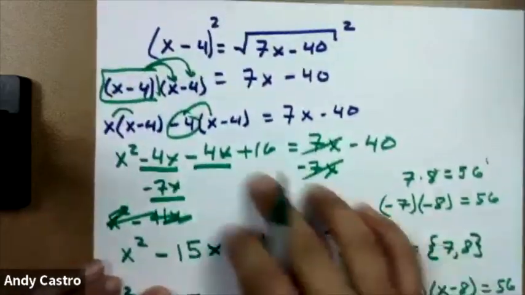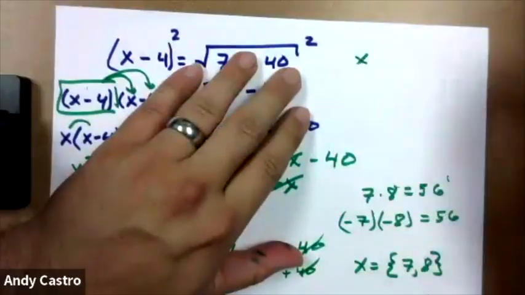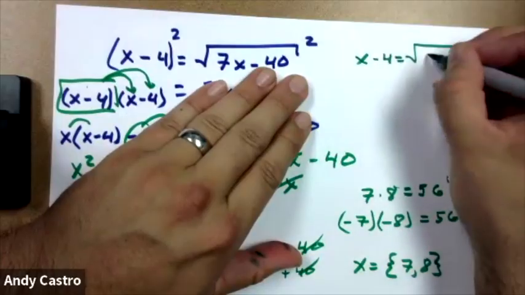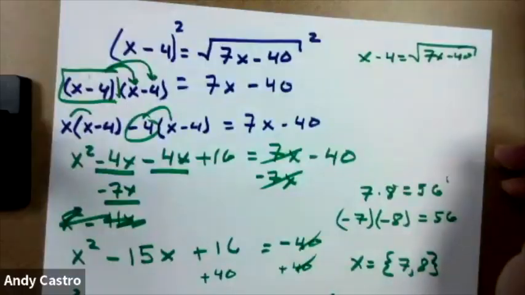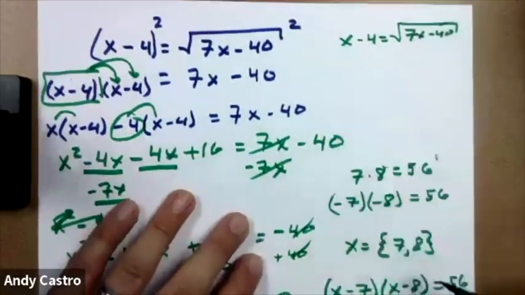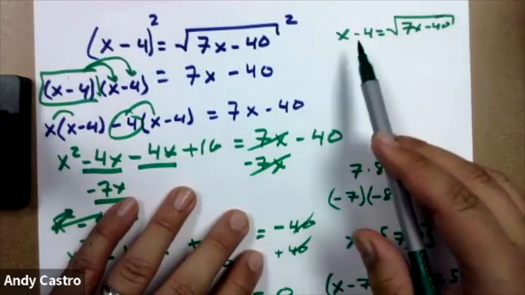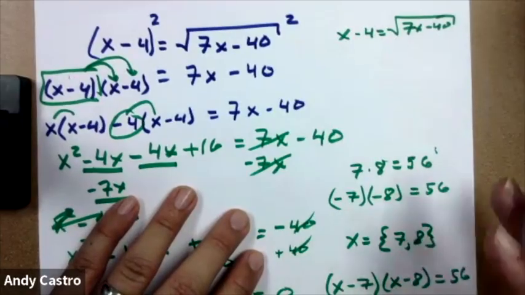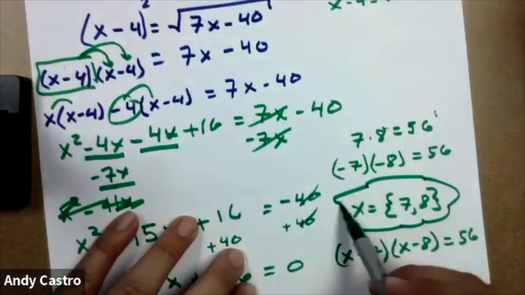Now let's look back at the original. Does this cause any problems? My original, without the squares, is x minus 4 is equal to the square root of 7x minus 40. Okay, so here we notice that if we plug in 7 or if we plug in 8, neither one, when we take away 4, is a negative number. So we're going to actually be okay. We can use both of them. All right.